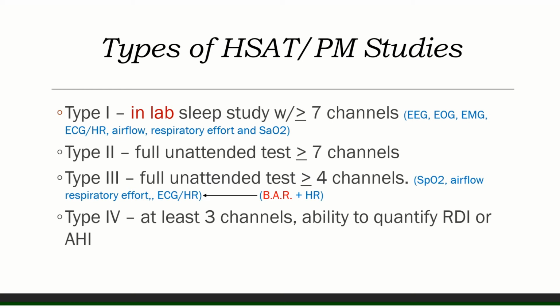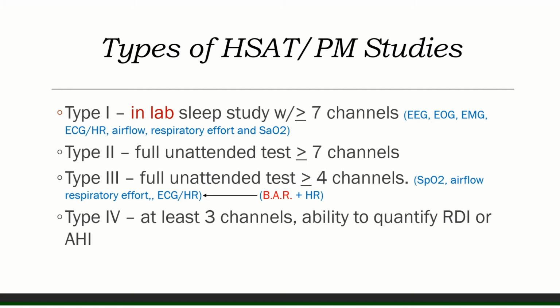All right, type 2 is the exact same as type 1 except it's unattended. Unattended means that it's not in lab. That means it's at home or at the hotel or wherever the patient is. If the patient is in jail, it's there. Wherever the patient is, that's where it is. Unattended means that it's not attended by a sleep tech or anybody else. You know, it's not attended by a healthcare professional. It's just the patient at home.